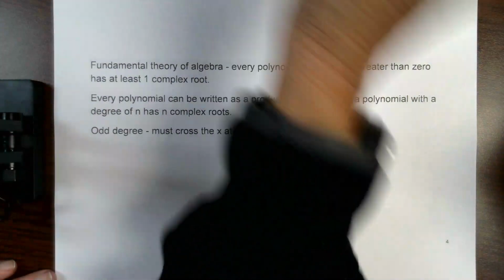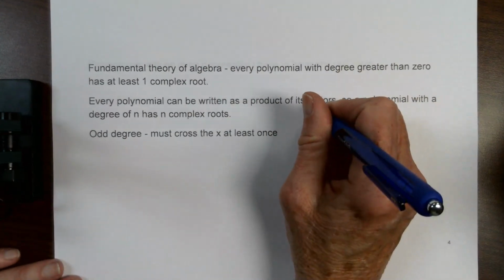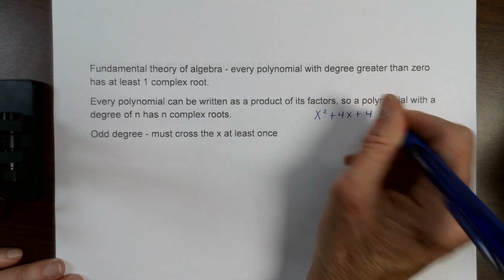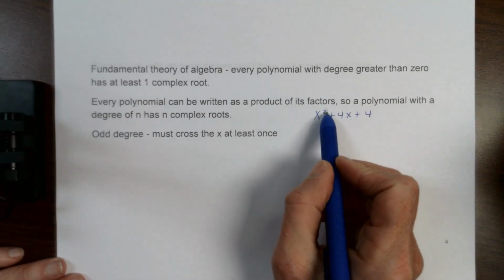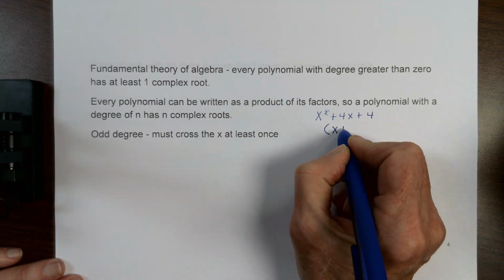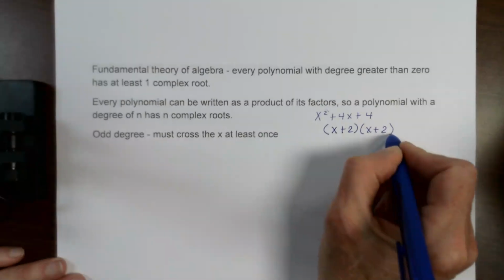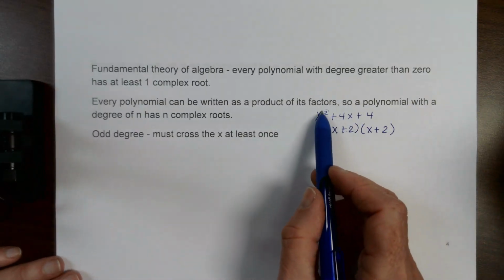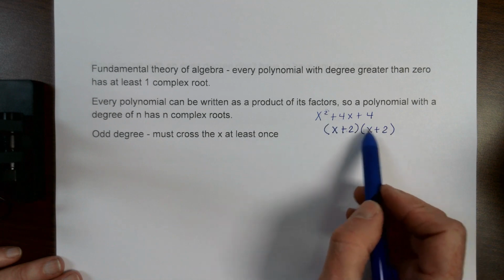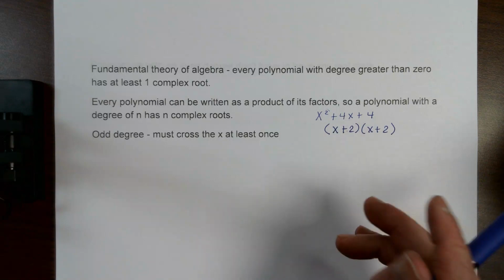So let's say I factored something. I would know this has 2 complex roots. I can write it as a product of x plus 2 and x plus 2. So if it has n roots, which is 2 in this case, you should have 2 parentheses here that you can multiply together to get that.